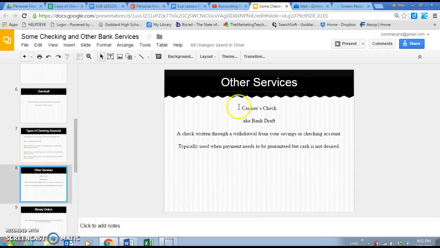Some other services. You can get a cashier's check, also known as a bank draft. This is kind of like a demand or a certified check. It's guaranteed, and the money is basically withdrawn as you order this cashier's check, and it's just transferred. It's an easy way to transfer money from one location to another, usually from bank to bank, or maybe like a major purchase of some kind is being made, like a down payment on a house or a car. It also prevents you from having to carry large amounts of cash.